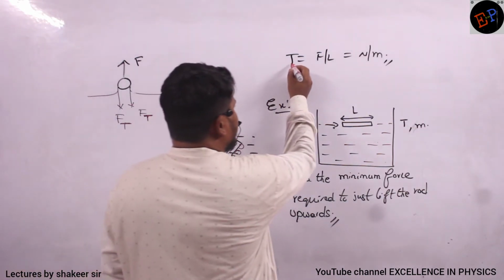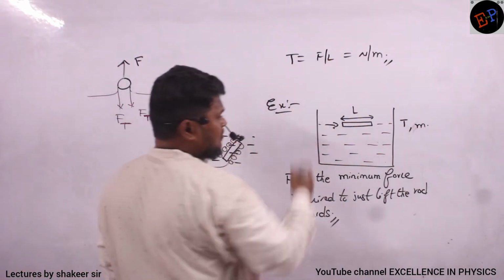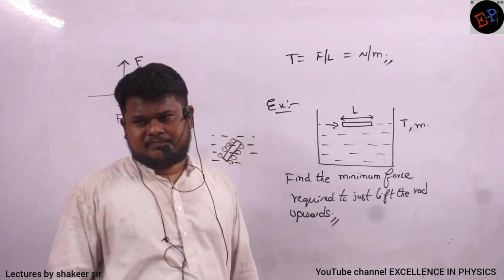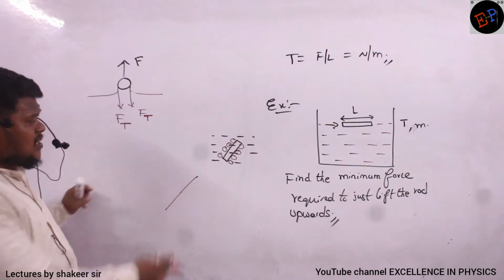So T is equal to F by L. What is meant by L? L is the length of the rod on which forces are acting. But here forces are acting on both sides.